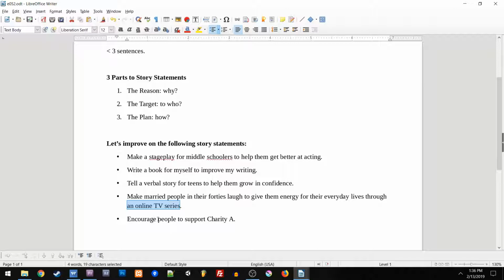And finally, we're going to look at encourage people to support Charity A. Yes, this could be an advertisement, or maybe it's still considered a longer work. It wouldn't fall under advertisement, but yeah, this could be an advertisement. Encourage people to support Charity A. So we have the reason. We want to encourage people to support Charity A. We could probably clarify this so that Charity A can do more work.